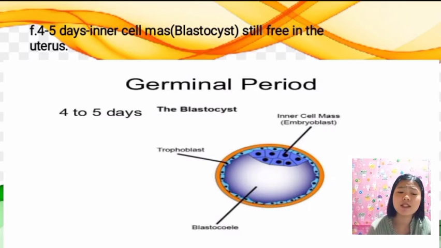The next one is the inner cell mass or the embryoblast. It is the germinal disc cells of the inner cell mass in the blastocyst that form the embryo. The germinal disc is also a part of the embryo. And the last one is the blastocele. It is the fluid-filled cavity which is located in the center, inside the blastocyst.